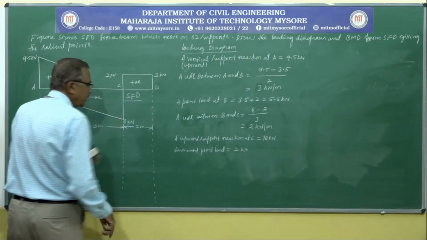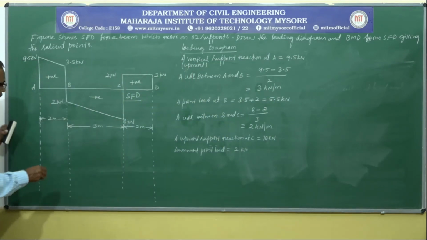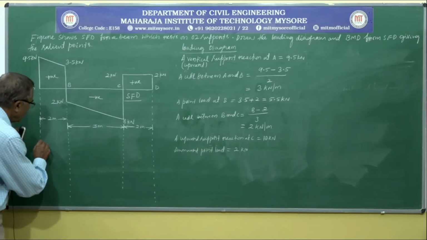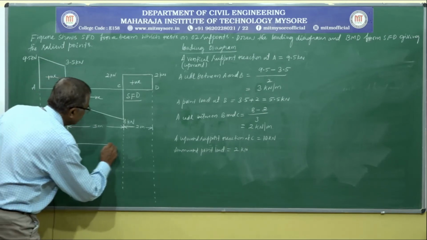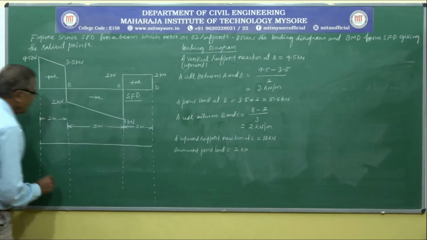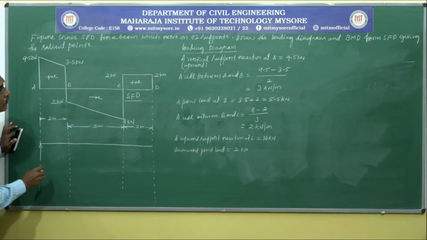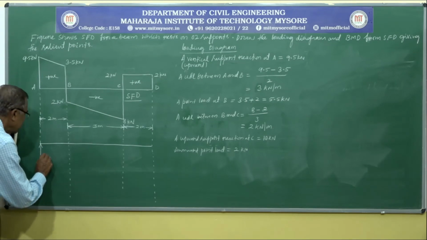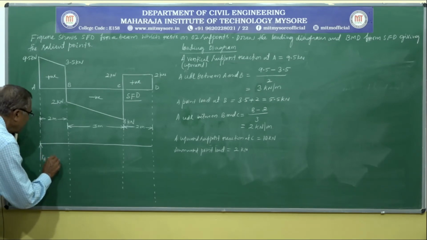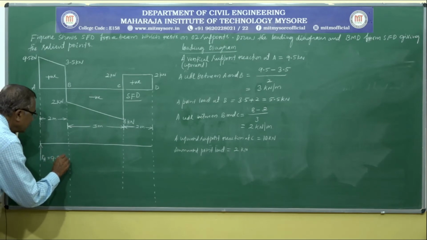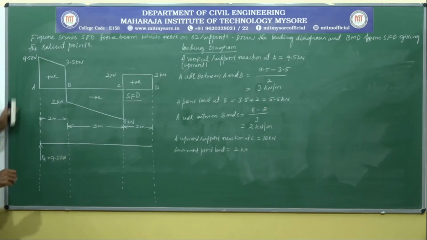Just by observing the shear force diagram, we can draw the loading diagram. Draw the reference line, mark the support reaction here. Support reaction is 9.5 kilonewton. Let us designate it as RA, 9.5 kilonewton. Between A and B there is UDL.